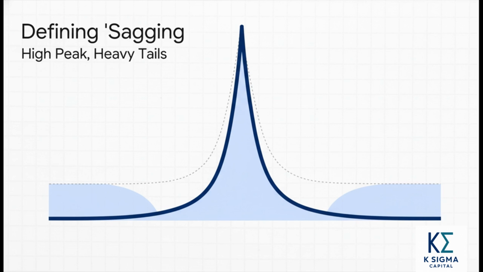Think about it. If you have a really high peak and fat tails, that means the stuff in between, the shoulders, has to sag down. This means there's actually a lower chance of getting those medium, boring, moderate returns. It's either a bunch of tiny moves near the average or these massive jumps, with not much happening in the middle.